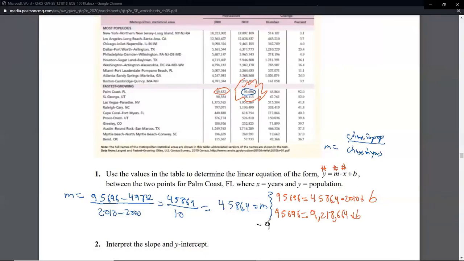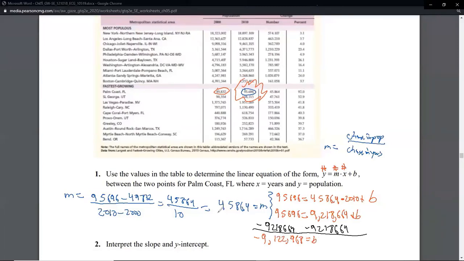Then to solve that, all you do is subtract the 9 million number on both sides, just very basic algebra here. If you do that subtraction, you're going to get negative 9,122,968 is equal to b.